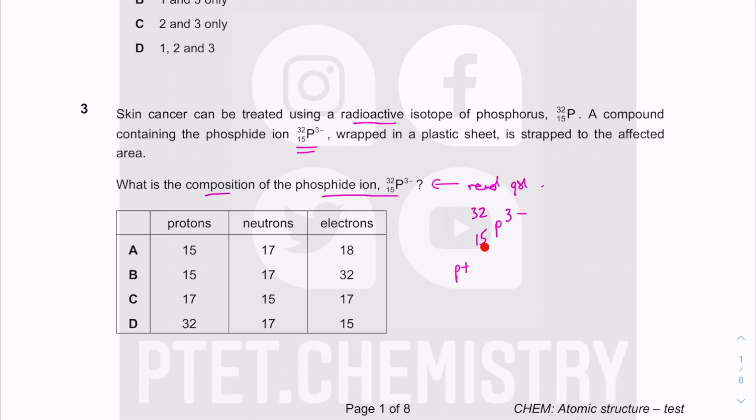The proton number is the identity of the element. It doesn't change whether you're an atom or an ion. You're still the same element. The proton number is therefore still the same. It's 15. So looking at proton number 15, it tells us that C and D are definitely wrong. If you were thinking about the answer being C and D, you should have crossed it out by looking at the number of protons to begin with.